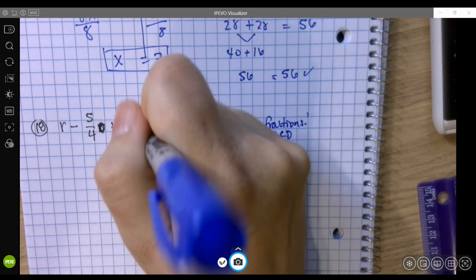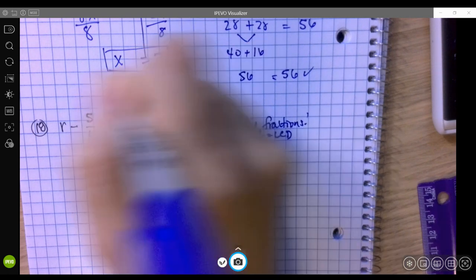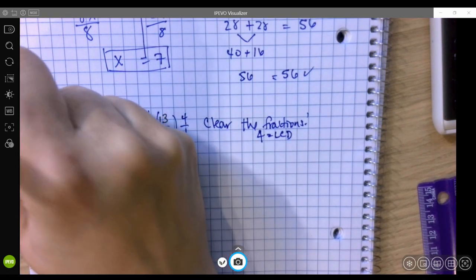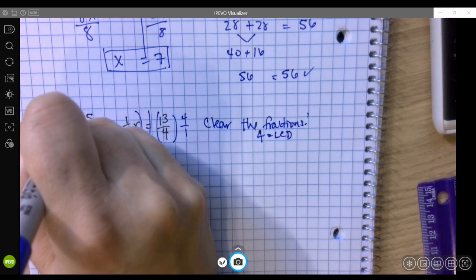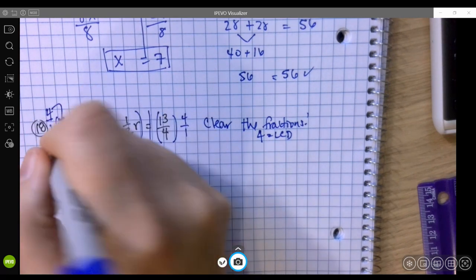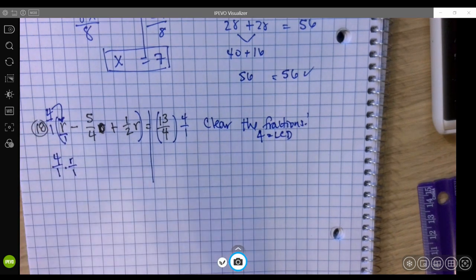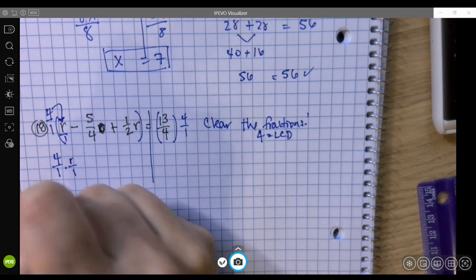So this is where my equal sign is. I'm going to multiply everything on this side by 4 over 1. So I'm going to go 4 over 1 times r over 1. 4 times r is 4r. 1 times 1 is 1.